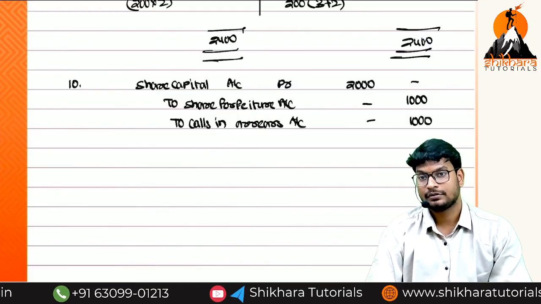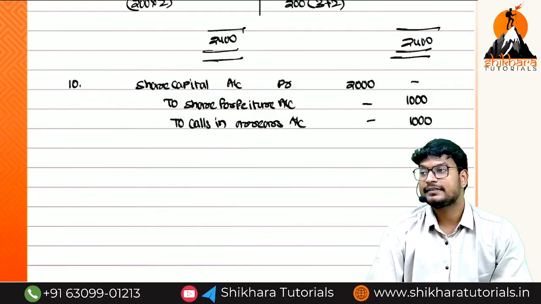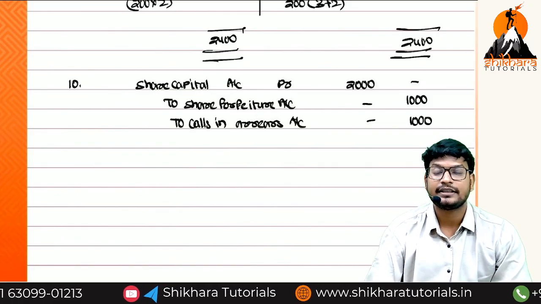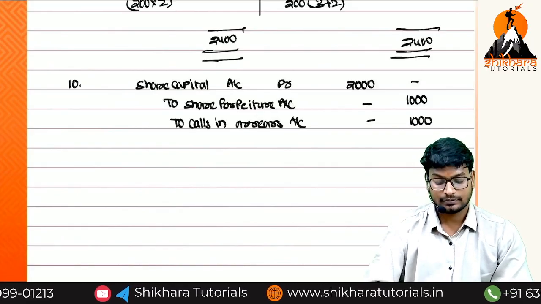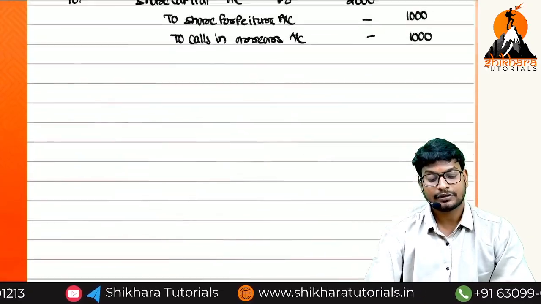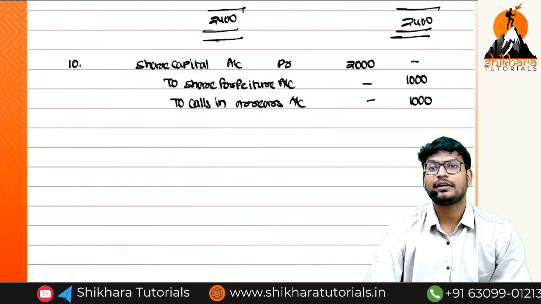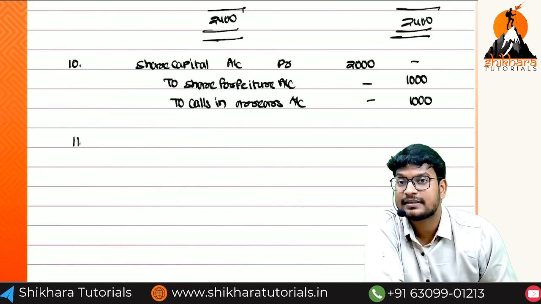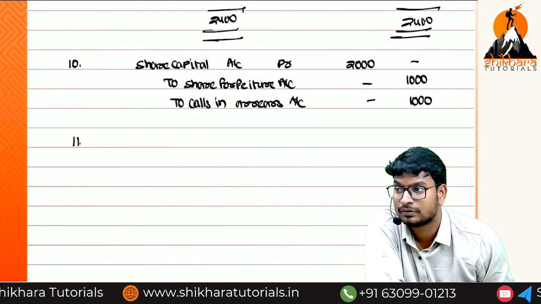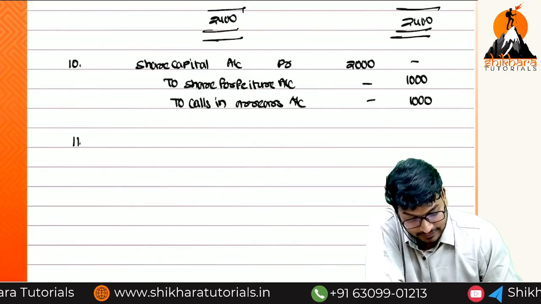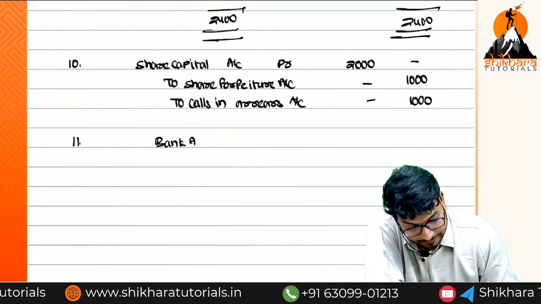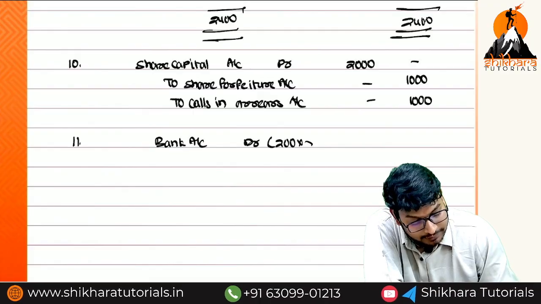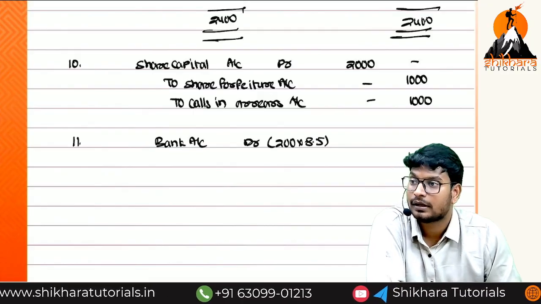And then what have we done? We have reissued. So at the time of reissue, what is the discount amount? 1.5. Now we have reissued at 8.5. We have got the discount of 1.5. So first write the reissue entry and then we have to transfer the remaining amount to the capital reserve. How many shares are we going to reissue? 200 shares. First, bank account debit. 200 at 8.5, what is the amount?